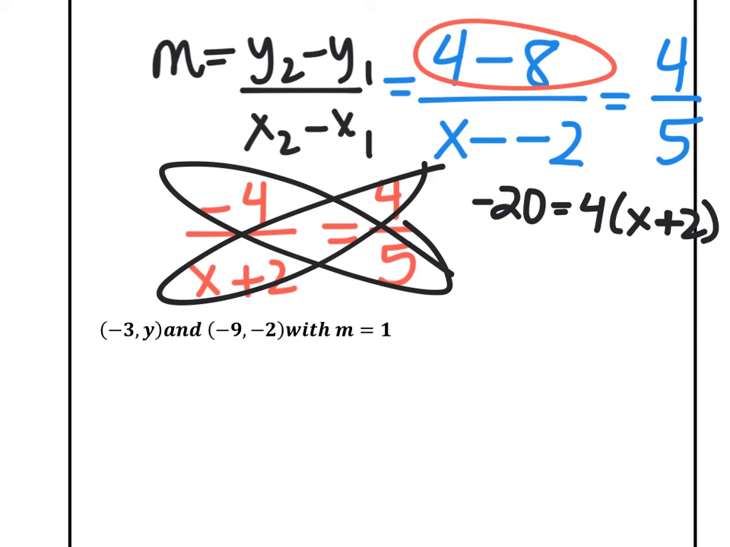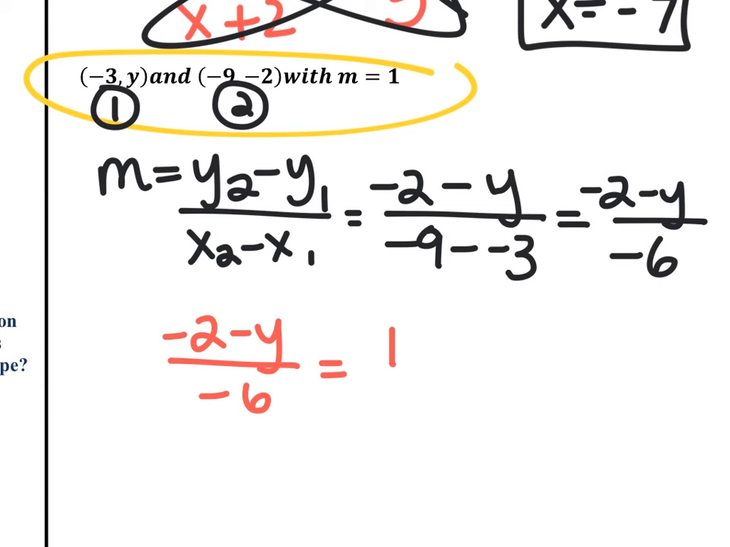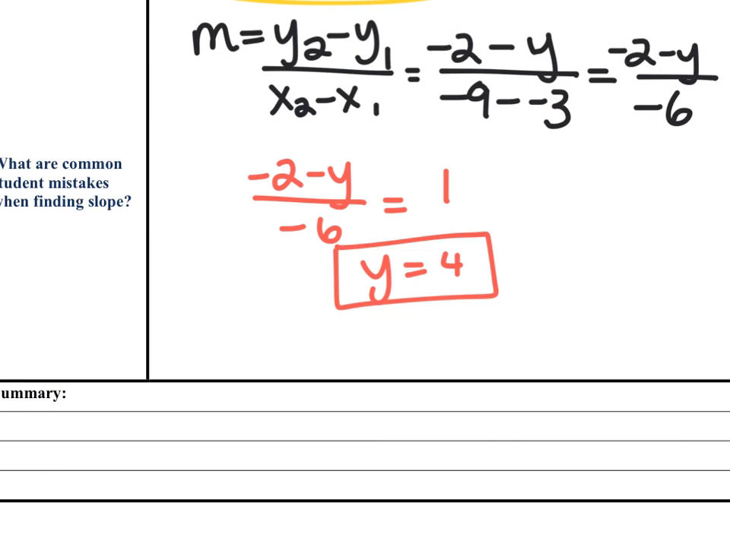You can probably solve that on your own. So if you solve correctly, you should get negative 7. So if you look at this proportion, if you simplify it correctly, this is what you should end up with. 1 is not a fraction right now, so you can make it a fraction and cross multiply, or you could just multiply by negative 6 and continue solving from there. Please check your final answer with mine.